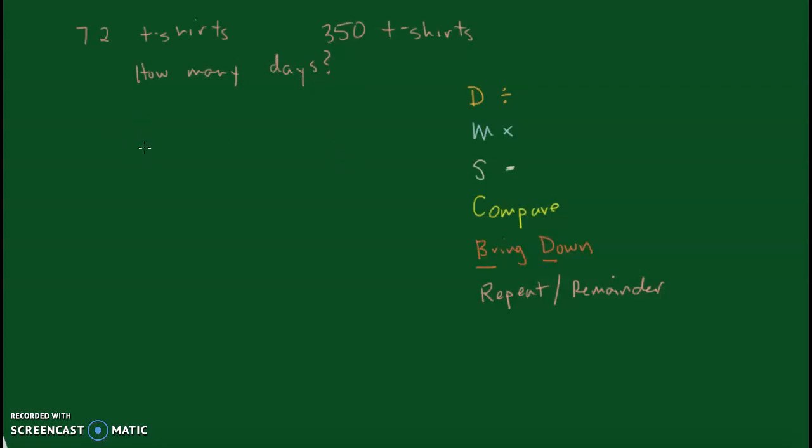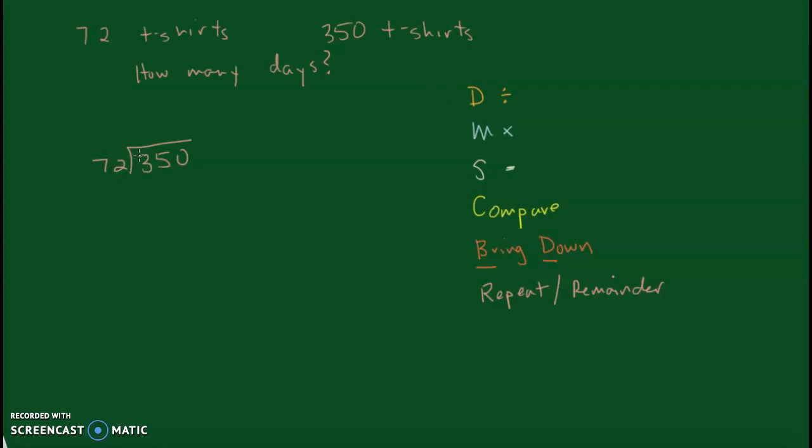Let's make our division problem. We're going to have 350 divided by 72. And here's our process over here. Reminder, we can think about, does McDonald's serve cheeseburgers daily? Raw? Divide, multiply, subtract, compare, bring down, and then either repeat or remainder.